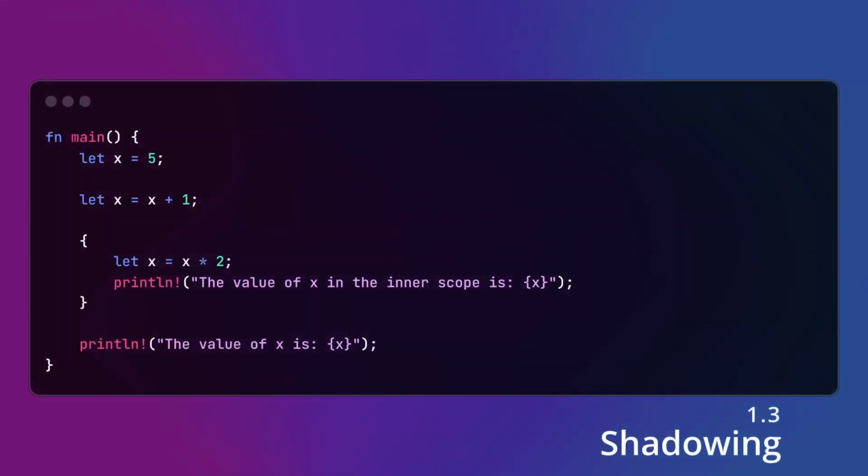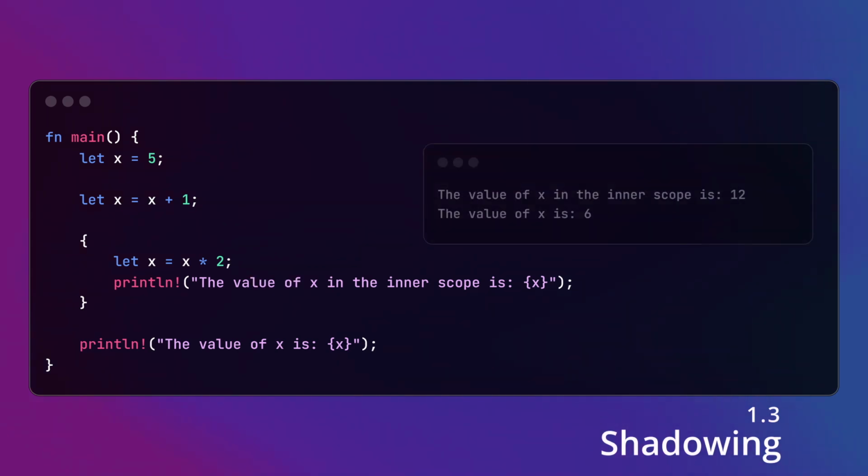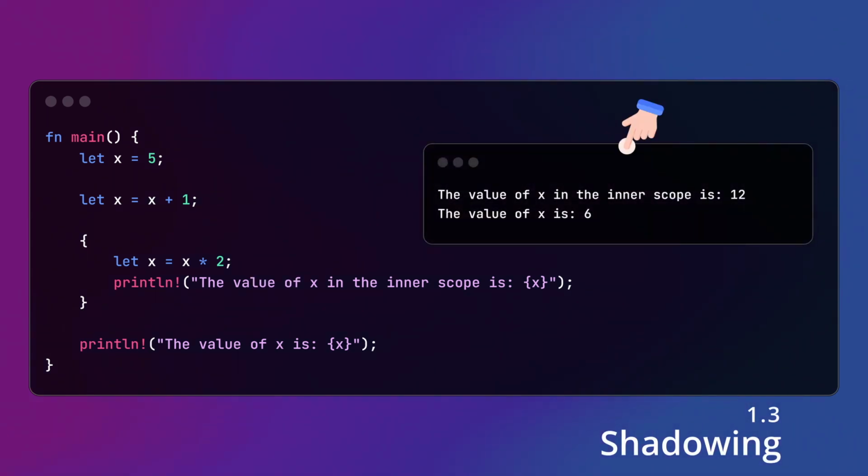In this example, we can see we have an immutable variable x, and then we are redeclaring a variable called x as x plus 1. Now this is perfectly fine as we are not changing the value of x, rather redeclaring a new variable. Next, we have declared a scope in which we are again changing the value of x. Because of this, the println will print a different value inside the scope and outside the scope. And when we run this, we will get this output.